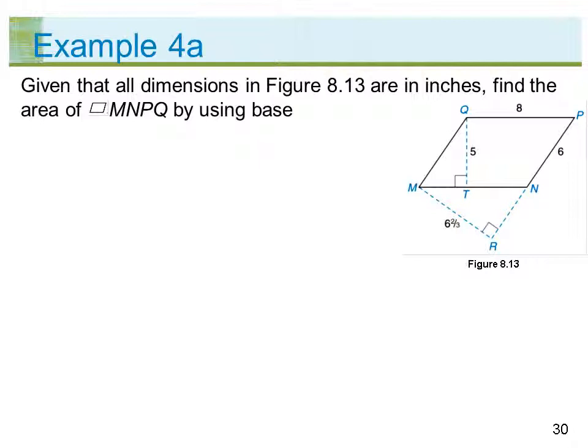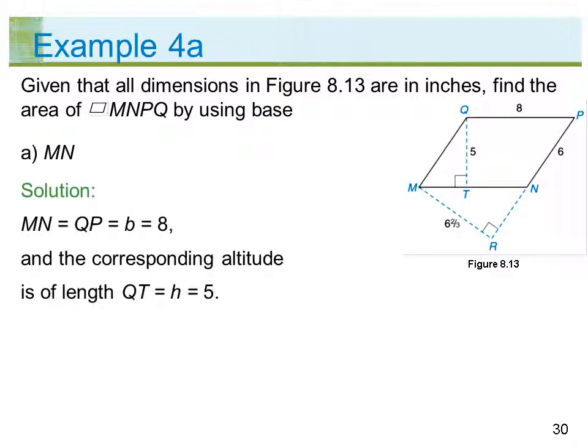Given that all dimensions in Figure 8.13 are in inches, find the area of parallelogram MNPQ by using base a, length MN. Solution. Length MN equals length QP, which equals b, which equals 8, and the corresponding altitude is of length QT, which equals h, which equals 5. Then area equals 8 inches times 5 inches. Area equals 40 inches squared.